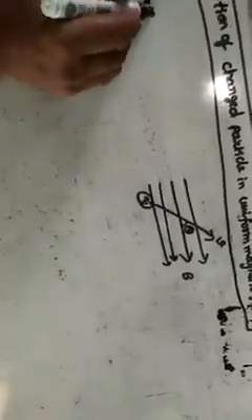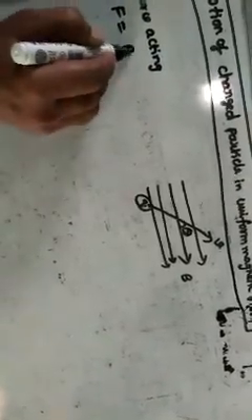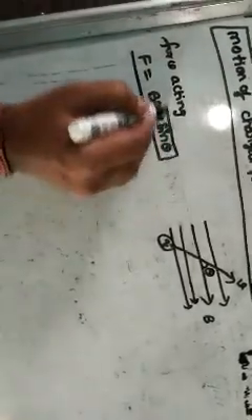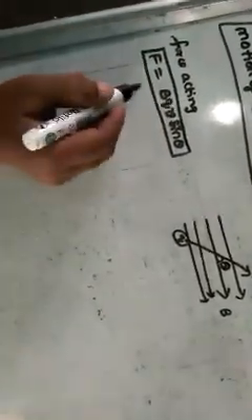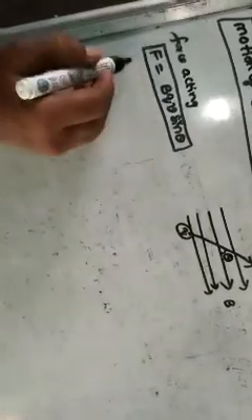And we know very well, automatically a force will act on this charged particle. The derivation is not needed, but the formula is important. F is equal to BQV sin theta. I told you already, theta is the angle between velocity and magnetic field.